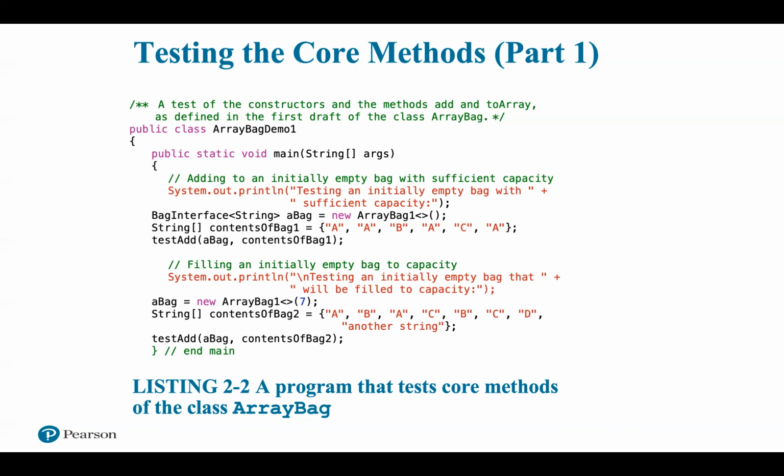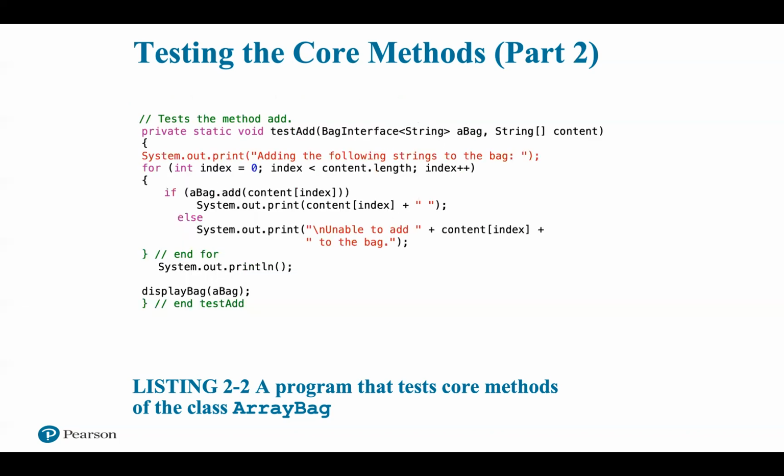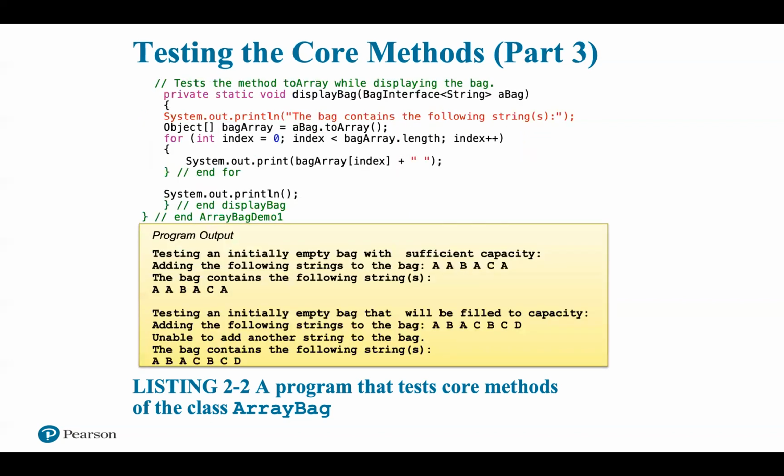Next, in the main method, we consider a bag whose capacity is 7 and then add 7 strings to it. This time add should return false if an 8th addition is attempted. Again, the program's output shows that our methods are correct. So this is just more on this listing here, and then we have the output. That's just more information that you can review at your leisure.